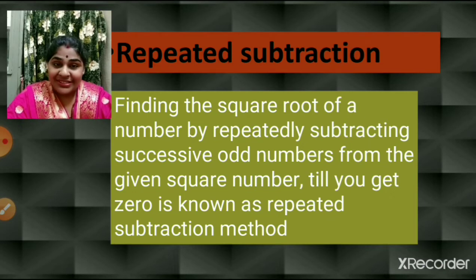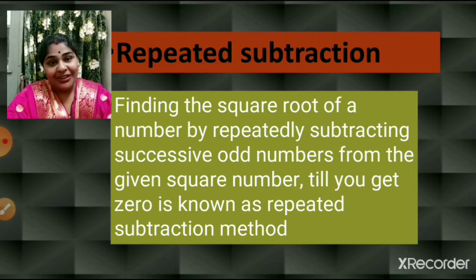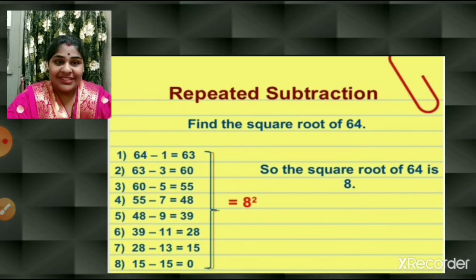So if a number is given to you, children, you have to keep on subtracting the successive odd numbers starting from 1. That is 1, the next one will be 3, the next one will be 5. You know the odd numbers, right? You have to keep on subtracting until you get 0. Then you count in how many steps you got 0, and that will be the square root of the given number. Let us quickly see one example, children.